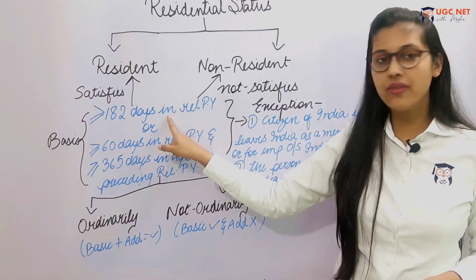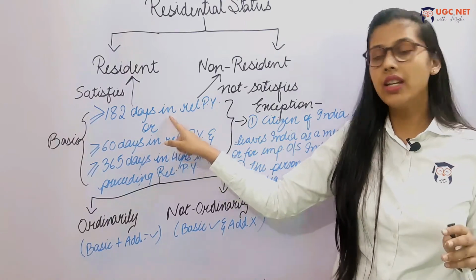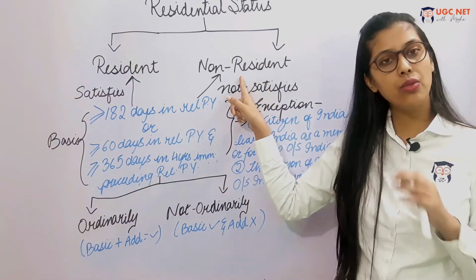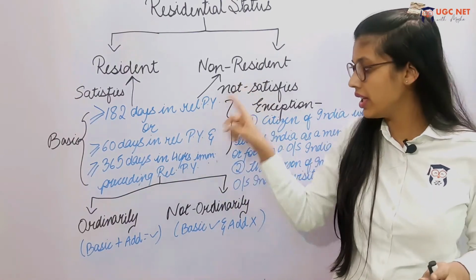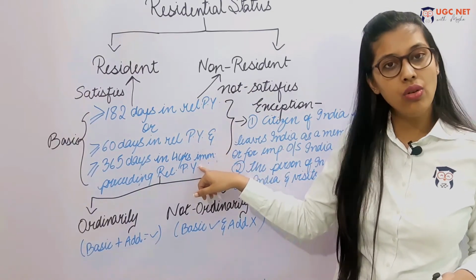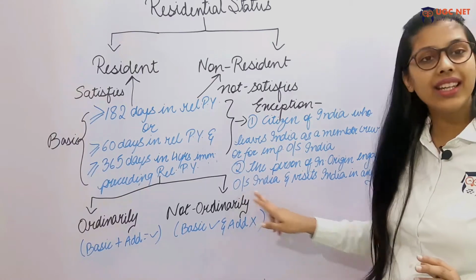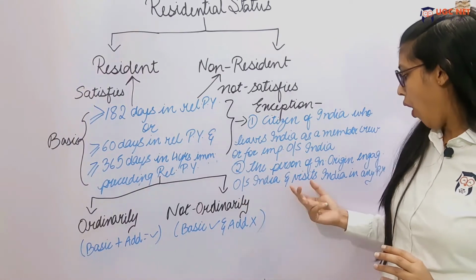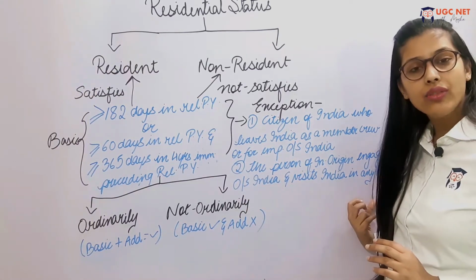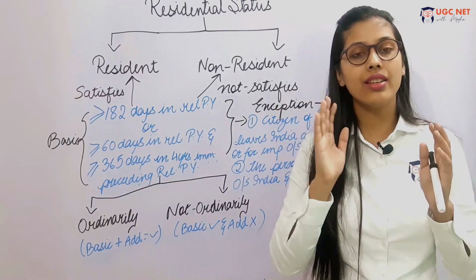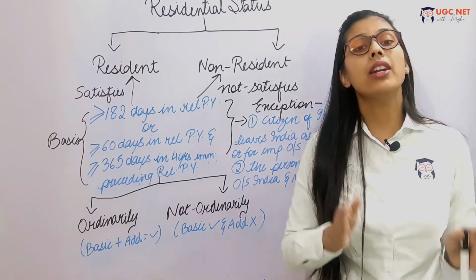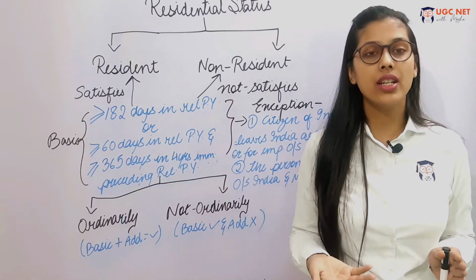If he satisfies the first condition, then he is resident. If he does not satisfy the first condition, he would simply be classified as non-resident. This will not be taken into consideration. The second condition is the person of Indian origin is engaged outside India and visits India in any of the previous years.